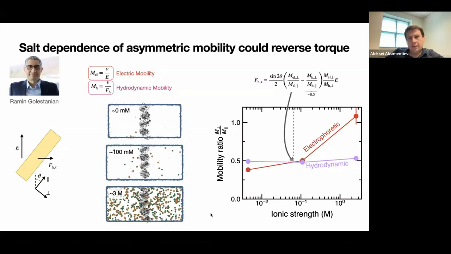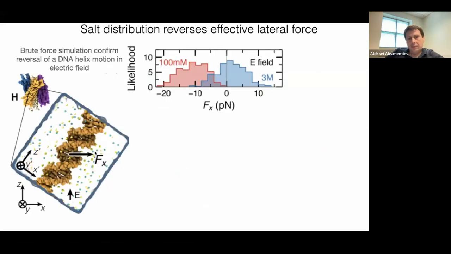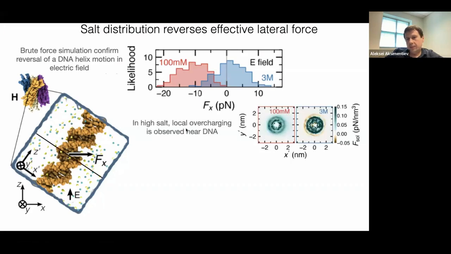To figure out the mechanism, we did the following. We took one of the DNA helices and simulated the effective horizontal force, and we applied electric field at different electrolyte conditions. What came out of it is a little bit technical, so I'm not going to go into details. I'll just show you this picture.